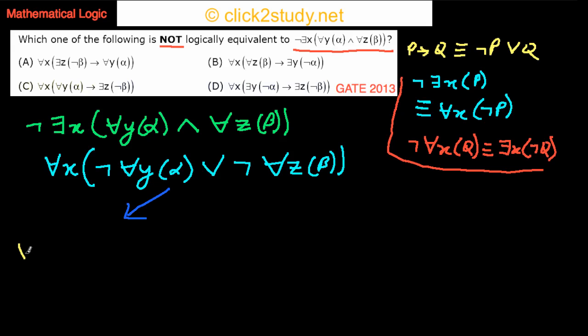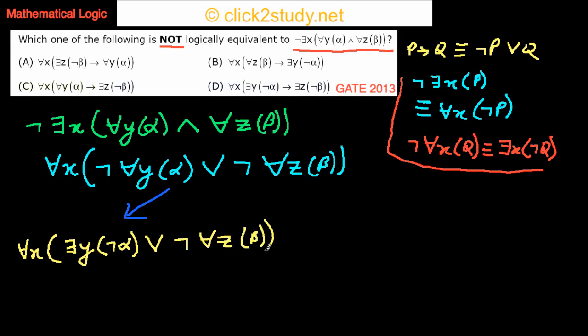So for all values of x is fine, and then this thing, again I'll apply this same law. So this negation will go inside, and this will become there exists y, and this will become not alpha. Okay, and then I have "or", and I have this negation. I'll leave it like this just for the moment.